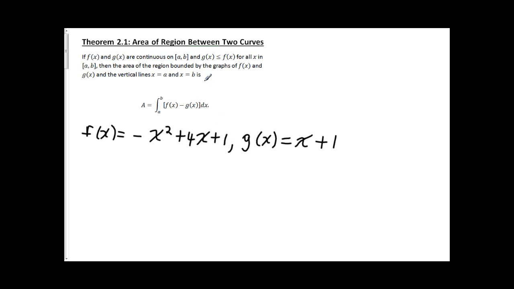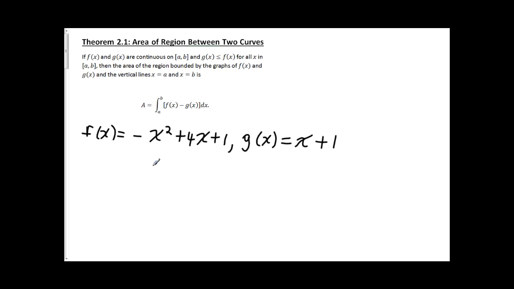We have f of x and g of x given to us, and both of these are polynomials, so they're definitely continuous on the entire real number line, so we don't have to worry about them being continuous on ab. It says that we want f of x to be greater than or equal to g of x, or conversely, g of x to be less than or equal to f of x for all x on the interval from a to b. We don't have an interval from a to b, so we have to find out where these two graphs intersect.